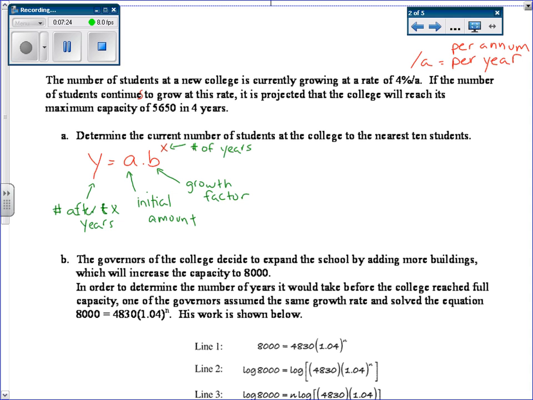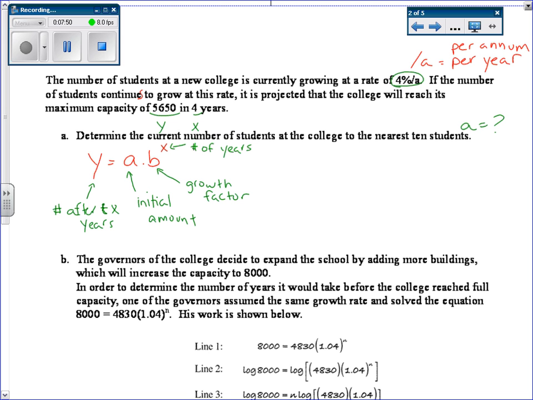So we have, it's going to reach its capacity. So that means this is y, and that would be x. So when x is 4, y is 5,650. We need to figure out what a is. This is what this is asking us, to find a. What's the initial amount? So if our growth rate is increasing at 4% per year, it's back to that thing like when you add GST to something that you're going to buy.